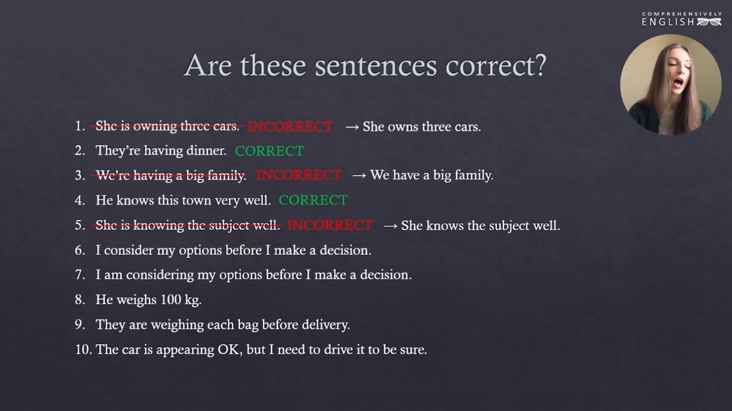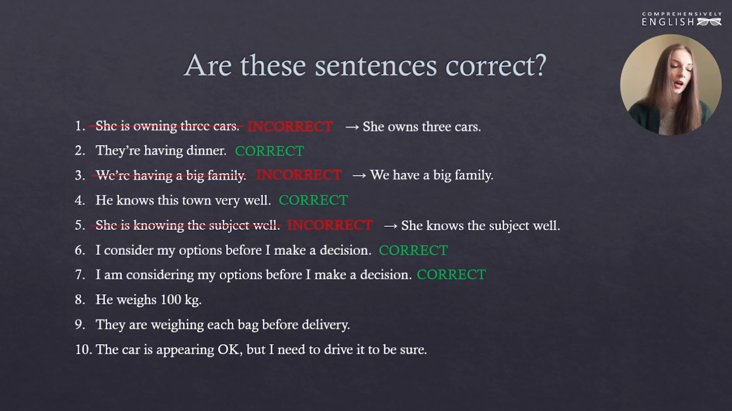Number 6. I consider my options before I make a decision. Is it correct? Yes, it is. I always do that. That's how I normally behave. I am considering my options before I make a decision is also correct. That's a little bit a different idea that you express with this sentence. Now, I am considering before I will make. We cannot put will here, but we're talking about a particular situation here. I'm considering my options and then I will make a decision.